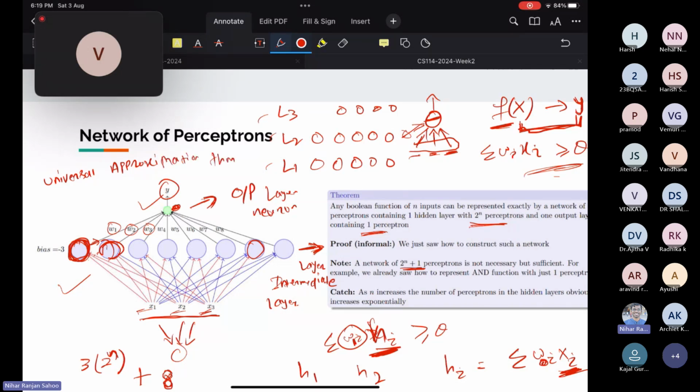So what this theorem says is, you take 2 to the power n perceptrons for n inputs in one layer. It can model any Boolean function. There is a proof for that, and the concept is called the universal approximation theorem. It can approximate any Boolean function given n inputs if you have 2 to the power n neurons in the intermediate layer. Okay.